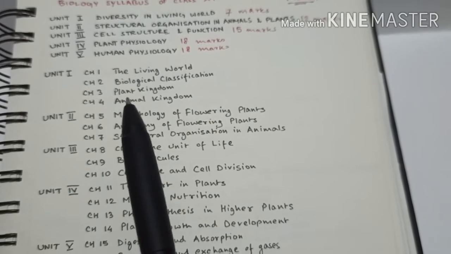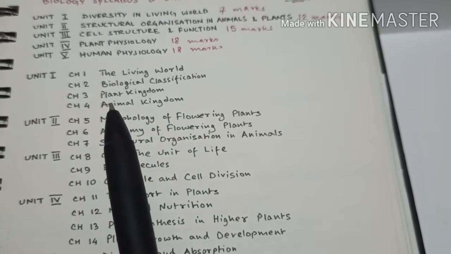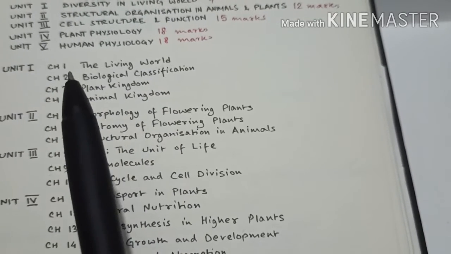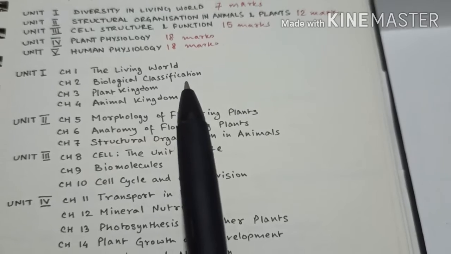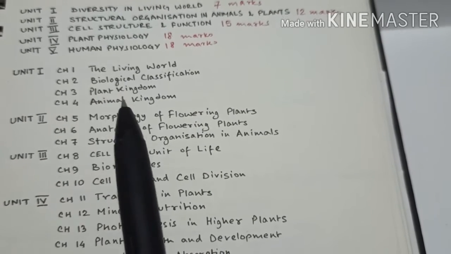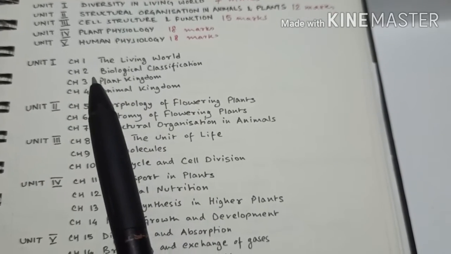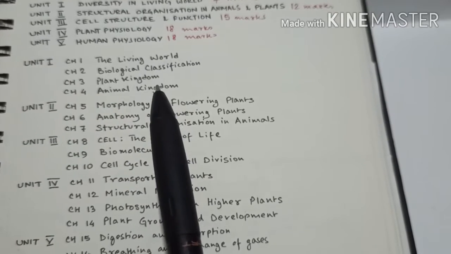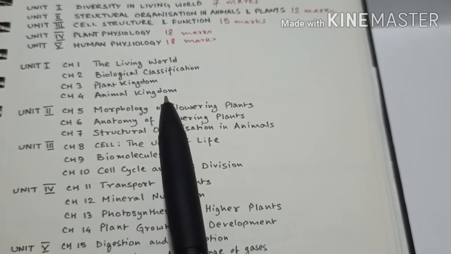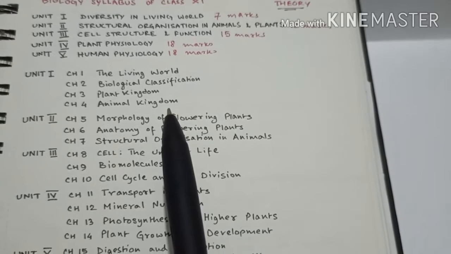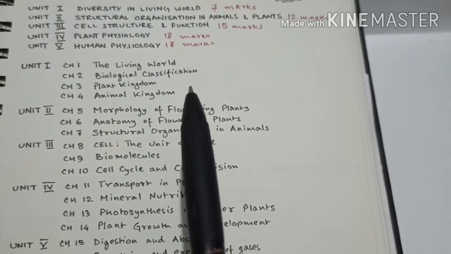Next, it will be plant kingdom. The plant kingdom, as you know, covers the entire different types of plants that are there. What are the different varieties and forms of them that can be found in the kingdom of plant is what is dealt with here. Animal kingdom deals with the different classes of animals that belong there, the different phyla.